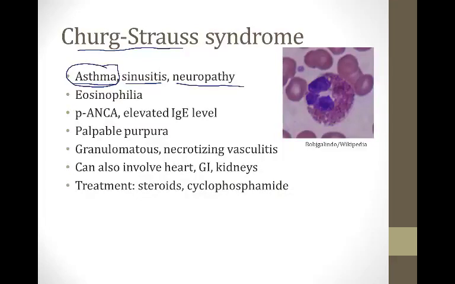Key lab findings are a high level of eosinophils in the peripheral blood. I've shown an eosinophil on the screen here to remind you of that. This is a P-ANCA positive disorder, and there are also elevated levels of IgE.